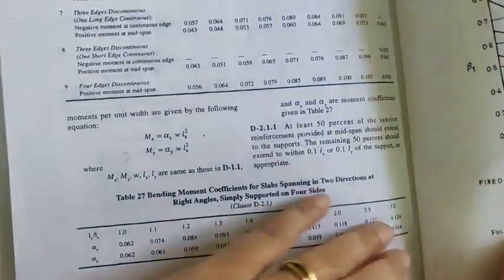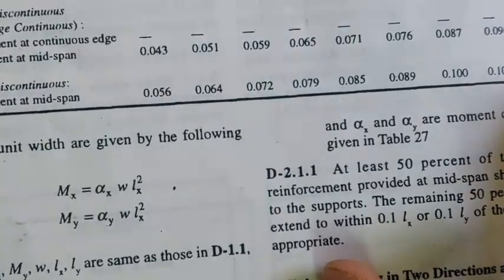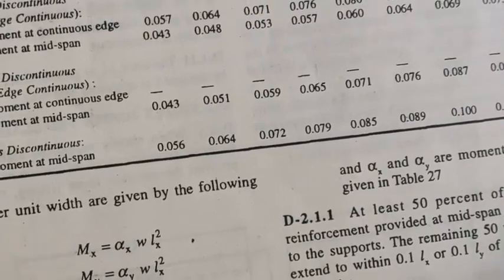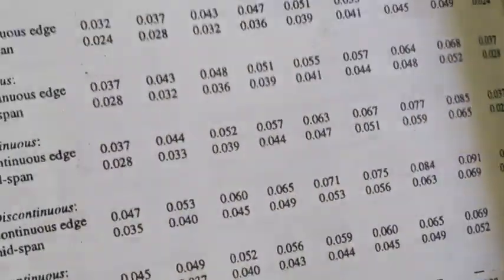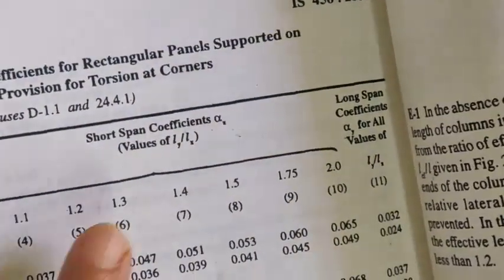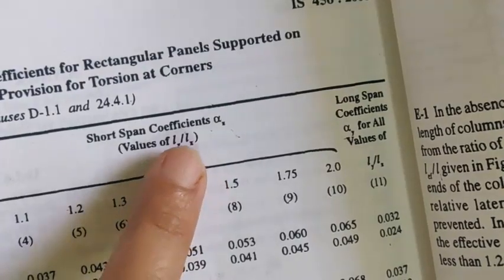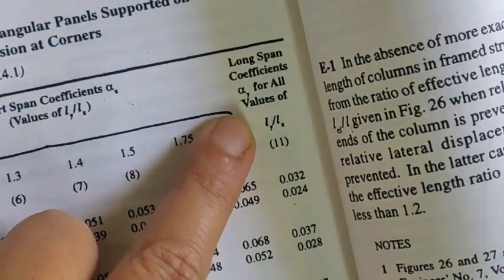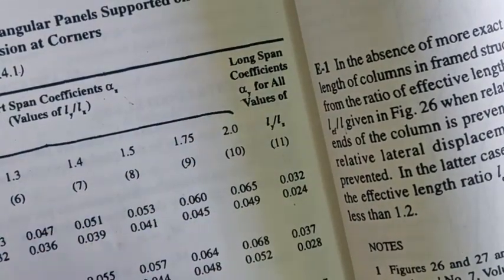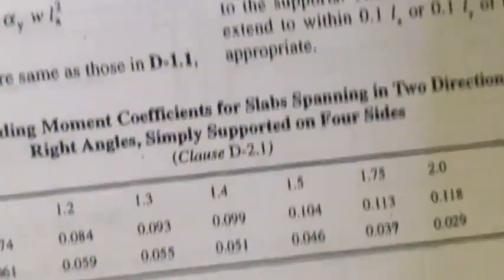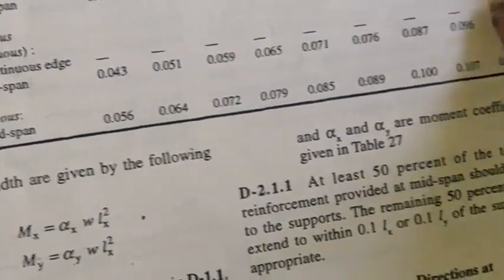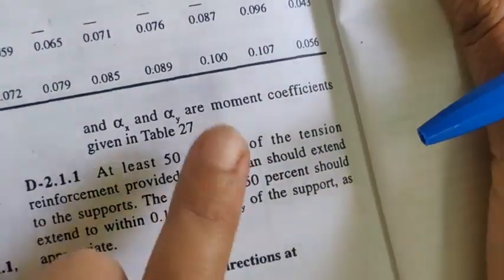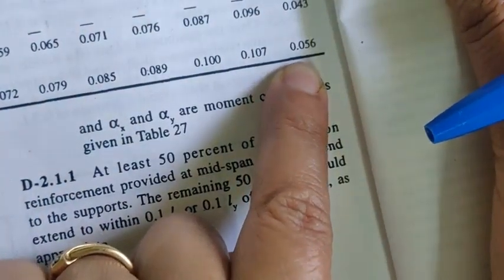Now these coefficients I will get from this particular table. This table is based upon the value of Ly by Lx. So alpha x is based on the value of Ly by Lx, but alpha y is constant for all values of Ly by Lx. Okay. So it means if we are using case number 9, alpha y is coming out to be 0.056. Okay. So alpha y is clear.